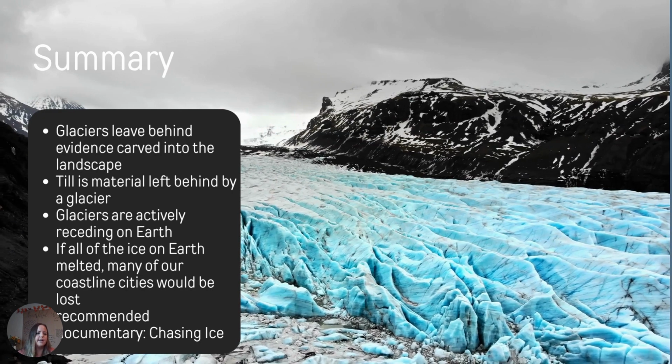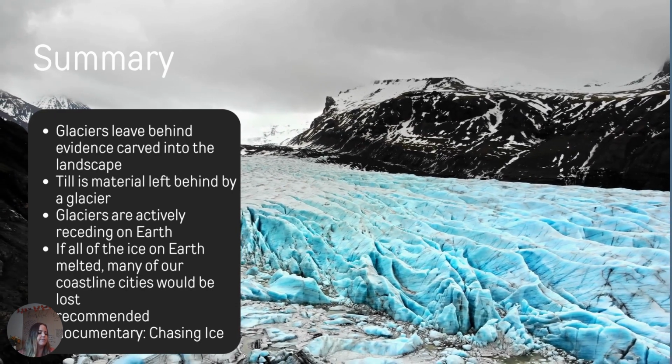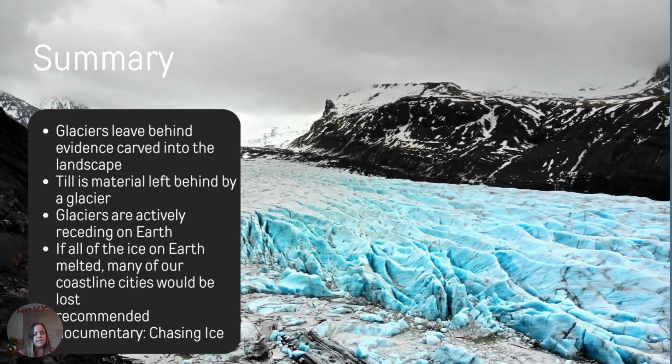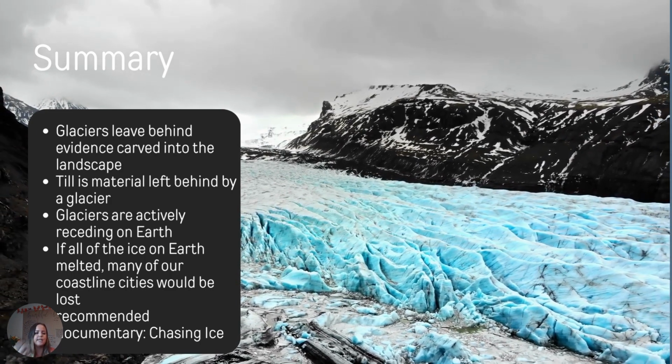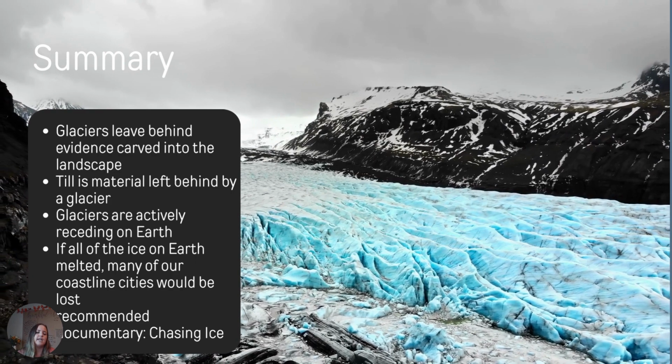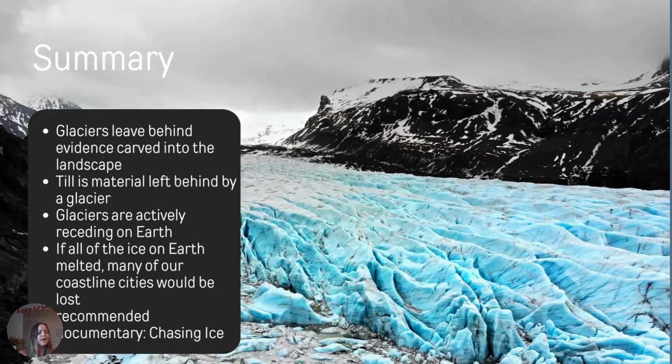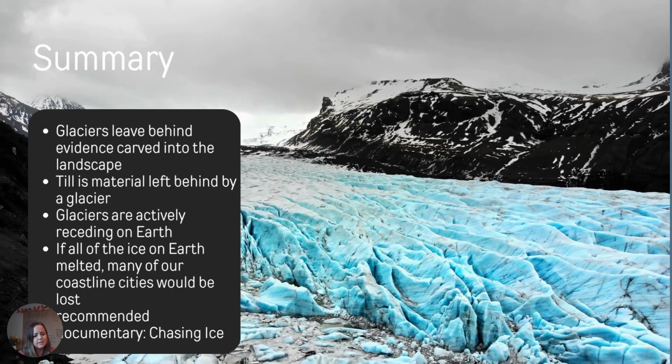So glaciers leave behind evidence carved into the landscape. They leave behind deposits. They leave behind erosional features. So the till is left behind. And a lot of them are actively receding on Earth, unfortunately. And if all the ice melted, many of our coastline cities would be lost.